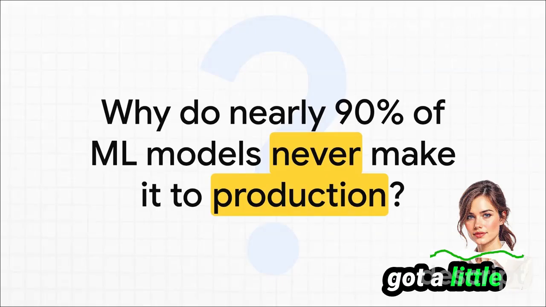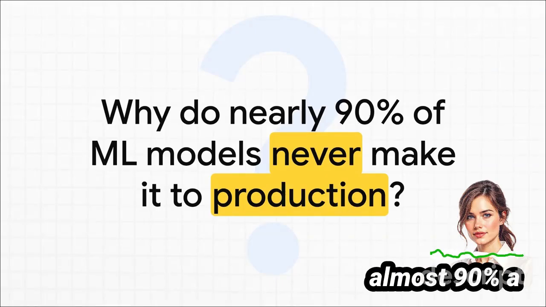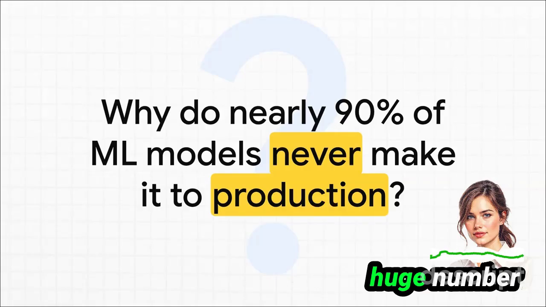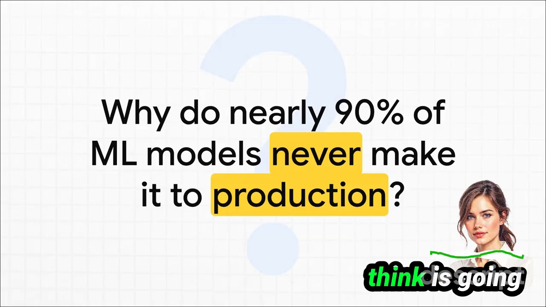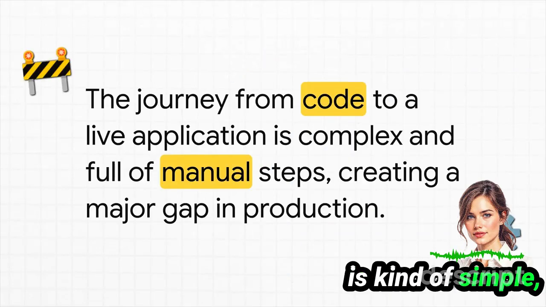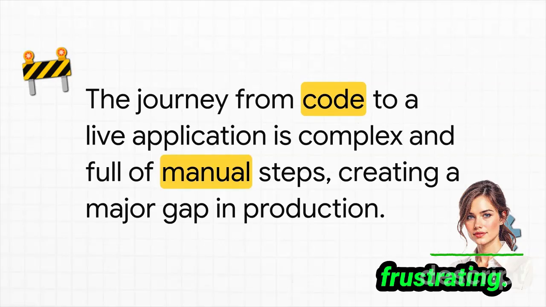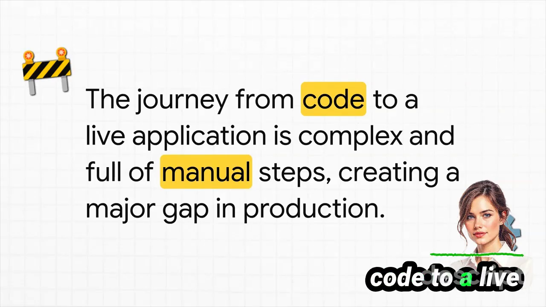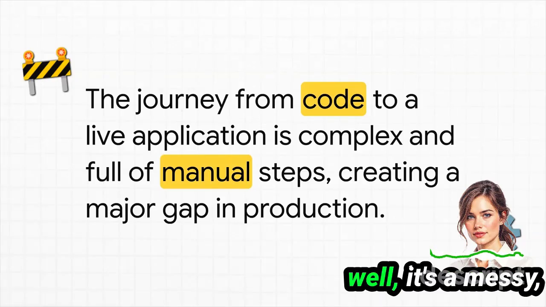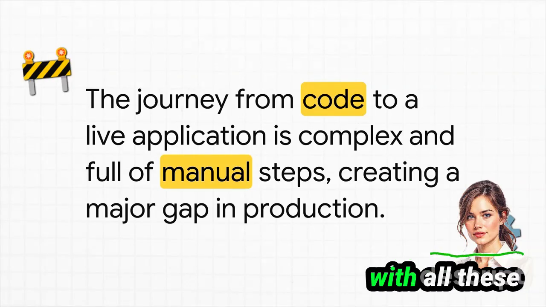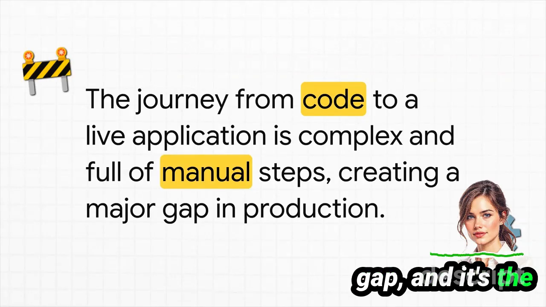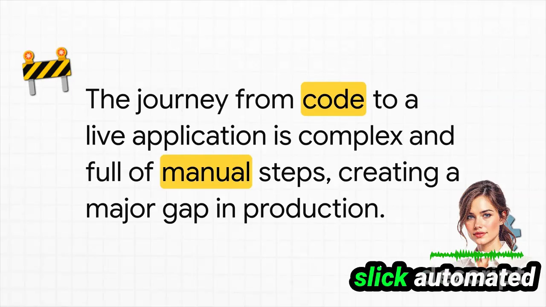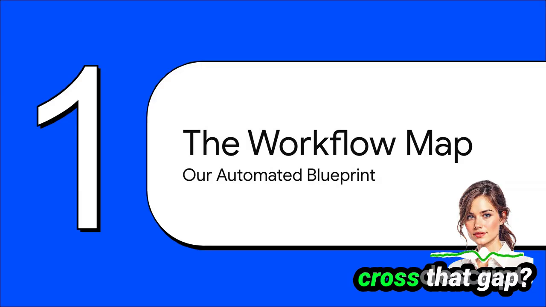But first, I've got a little trivia for you. Have you ever wondered why almost 90%, a huge number, of machine learning models just never see the light of day? They never make it into a real product? What do you think is going on there? Well, the answer is kind of simple, but also really frustrating. It's because getting from that piece of code to a live application is a messy, complicated path filled with all these manual steps. People call this the AI production gap, and it's the exact problem we're going to solve with a slick, automated workflow.